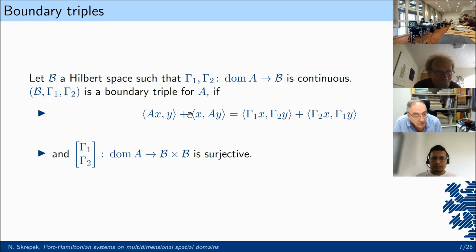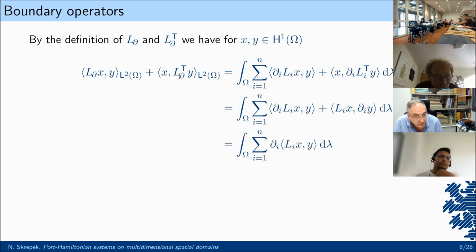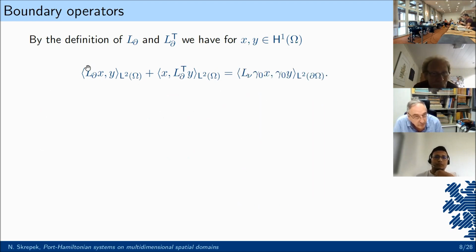So we aim to find such an abstract Green identity for our differential operator, and to get this, we'll see that there is an integration by parts formula for our differential operator. Okay, we skip this. It's not really surprising. If we take the sum of these two inner products, we get the inner product on the boundary, and there this L nu comes in, and this is also the motivation for introducing L nu.